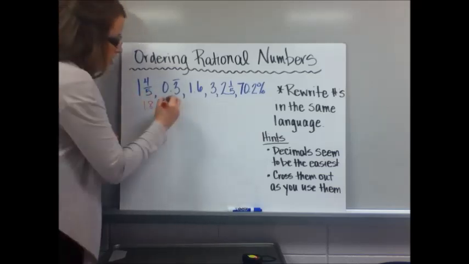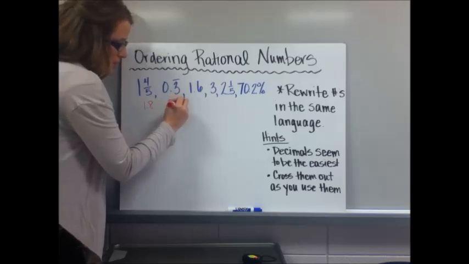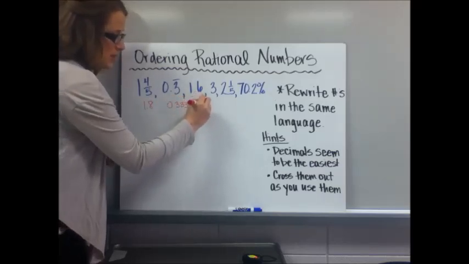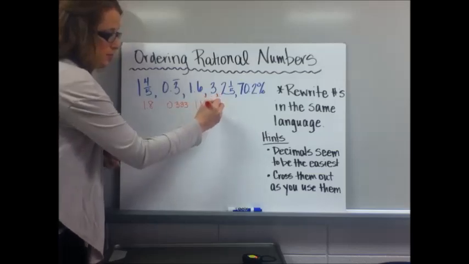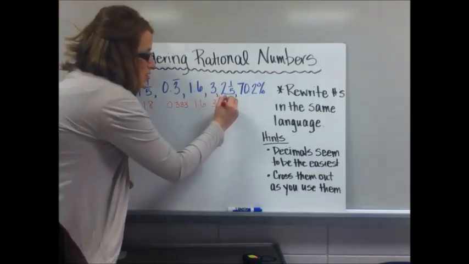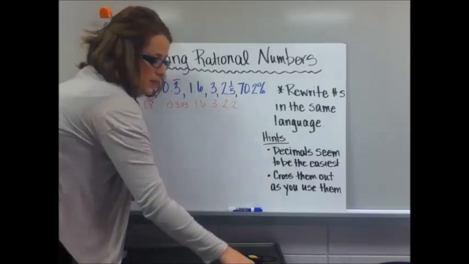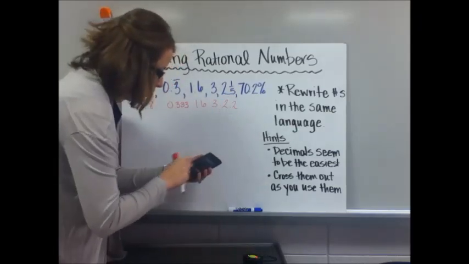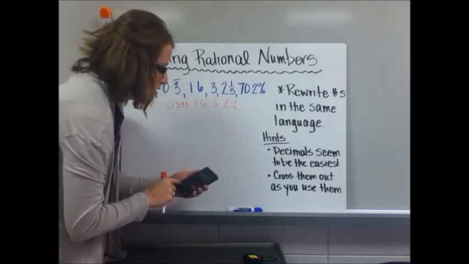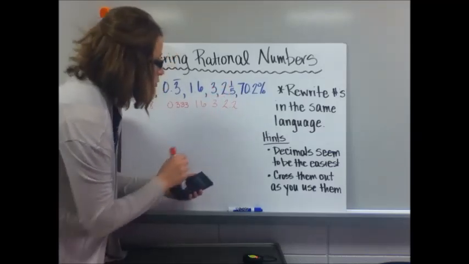0.3 repeating. It may help you to write it repeating a little bit. 1.6, well, that's already in a decimal. 3 is 3, okay. 2 and 1/5, that is 2.2. I know that one. If you didn't, you could take the whole number down and then turn the fraction part of the mixed number into a decimal. 1 divided by 5 is 0.2.